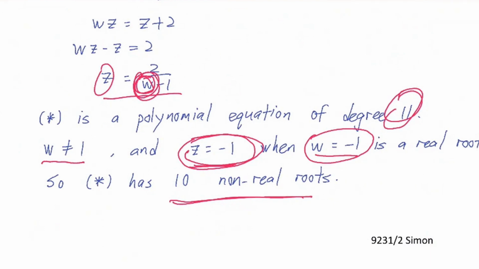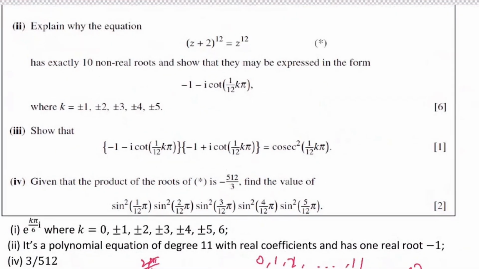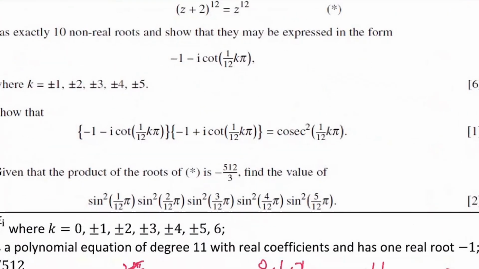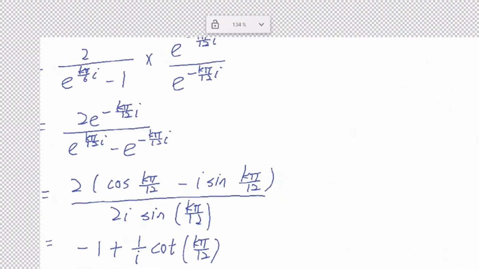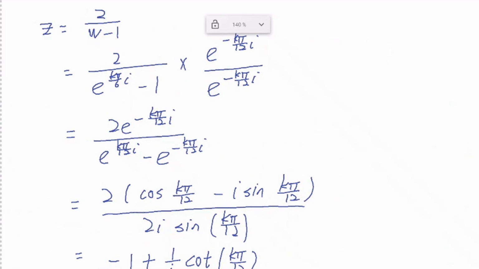Okay, so next. Sorry, we look at the question there first. We also need to explain, or show, that they can be expressed in this form. So we are starting with z is 2 over w minus 1. We want to find an expression for z. For w, we already have the expression earlier; we already solved it. The easiest way to get to the result is to multiply the numerator and the denominator here by e to the power of negative k pi over 12. We can actually do that.